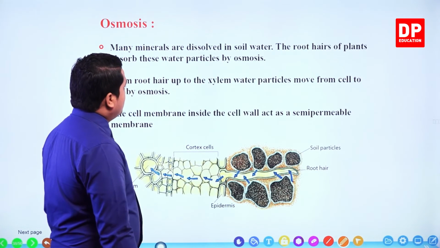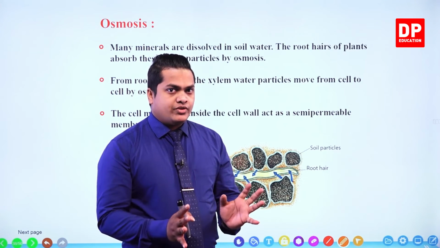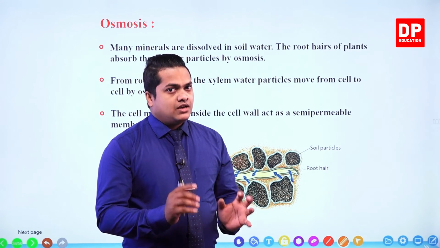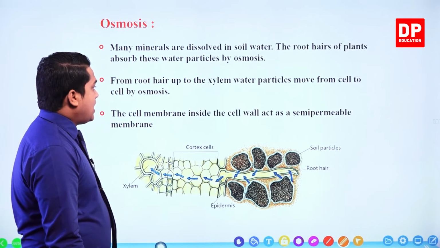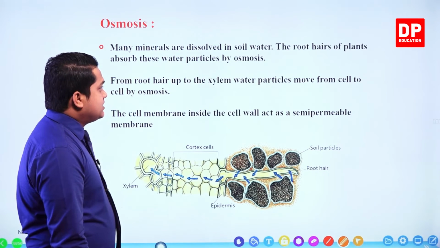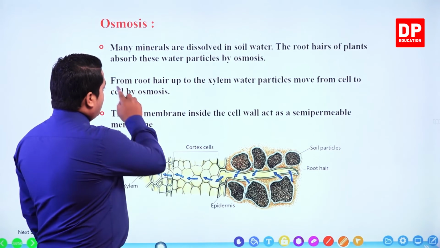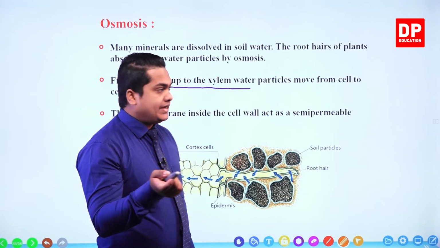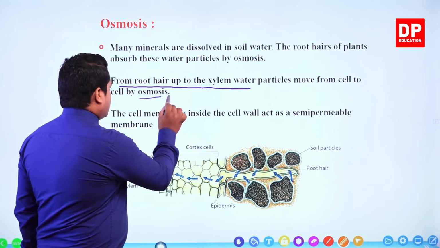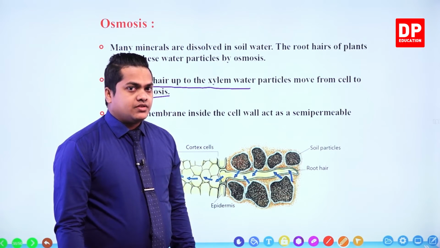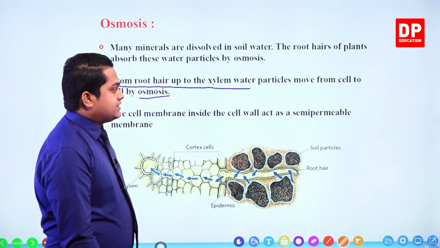So the root hairs of plants absorb these water particles by osmosis. I told you that the cell membrane is the one which is behaving as the semi-permeable membrane, okay? Cell membrane or the plasma membrane. Then from root hair up to the xylem, water particles move from cell to cell by osmosis. I have explained this in the earlier case. From root hairs up to the xylem tissue, water particles travel from one cell to another. This happens through osmosis. The cell membrane inside the cell wall acts as the semi-permeable membrane.